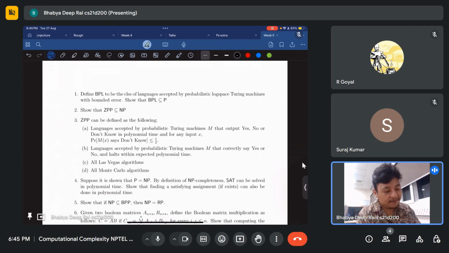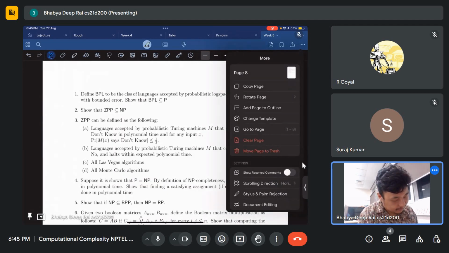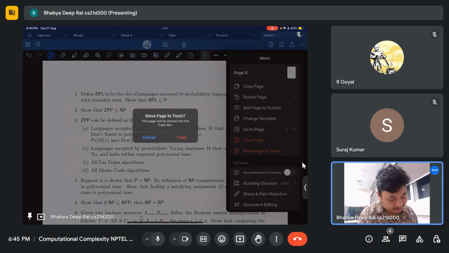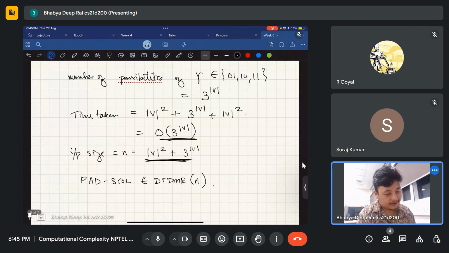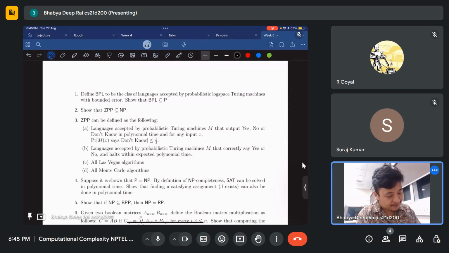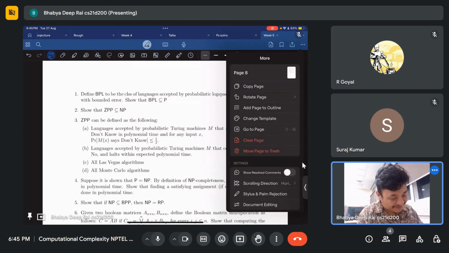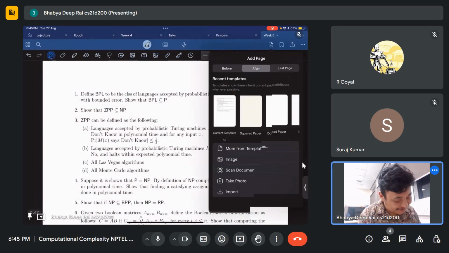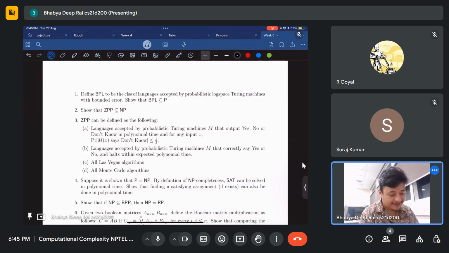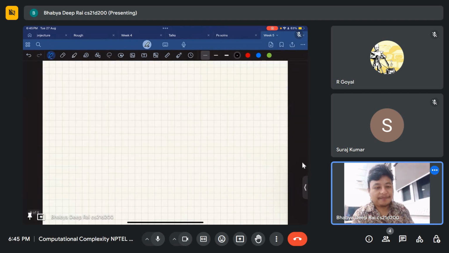So before I move on, I want to. Sorry, how do I delete this page? Right. I need to add square paper. Right. Okay.